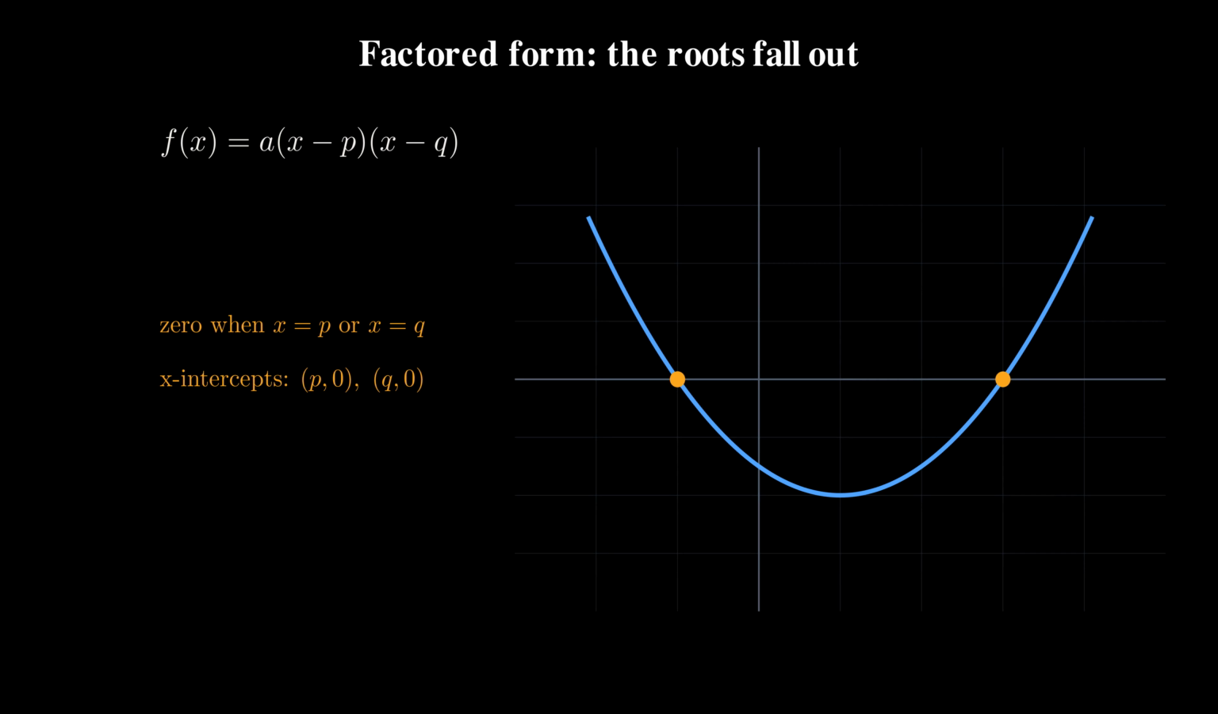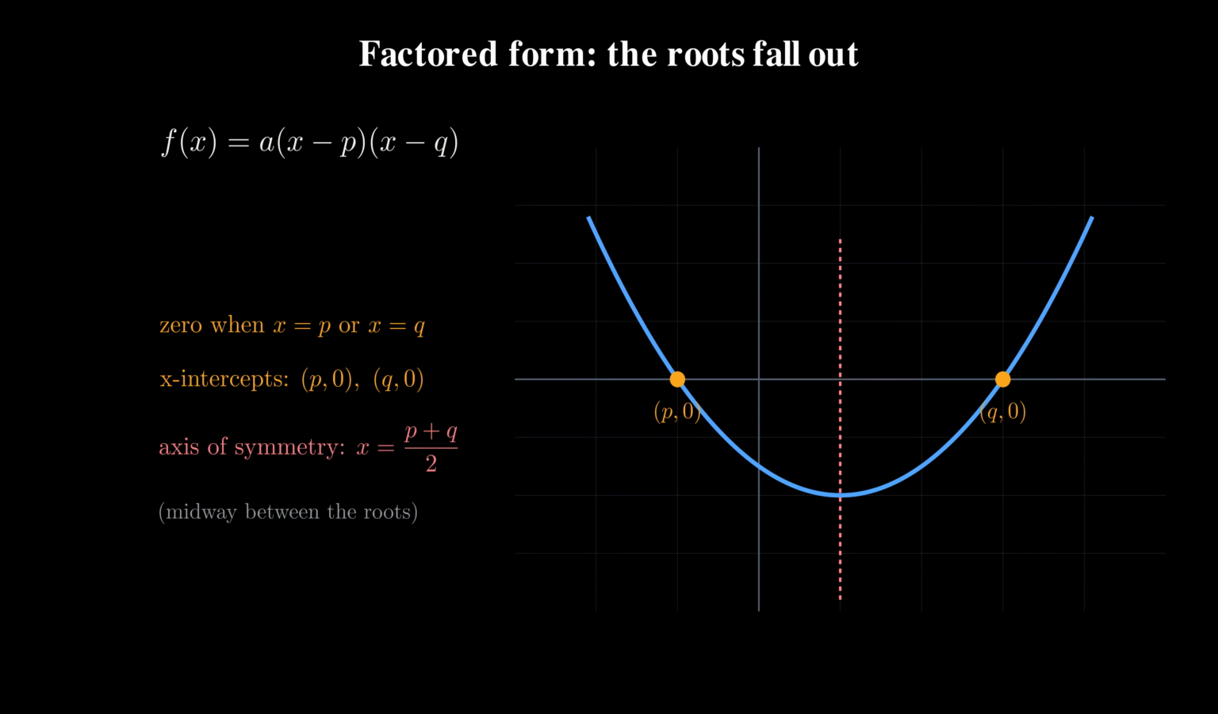So if a quadratic is already factored, you can read its roots off by eye. No work at all. And there's a bonus. A parabola is symmetric, so its axis of symmetry sits exactly halfway between the two roots, at x equals (p plus q) over 2. That midpoint will lead us straight to the vertex.